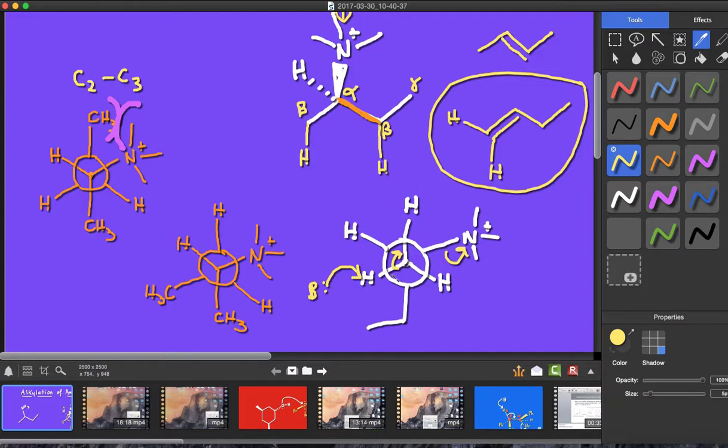So the Newman projection will predict the major product is what we call the Hofmann product. In this case, the Hofmann product is the major product, as opposed to the Zaitsev product, which normally predominates because it's a more stable alkene. But the more stable alkene cannot be formed because of the geometric requirement of an E2 elimination.